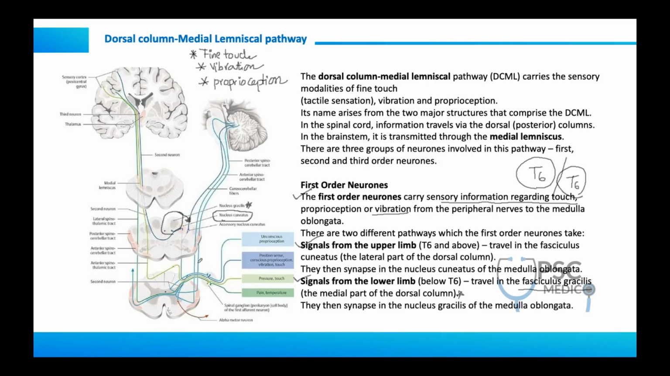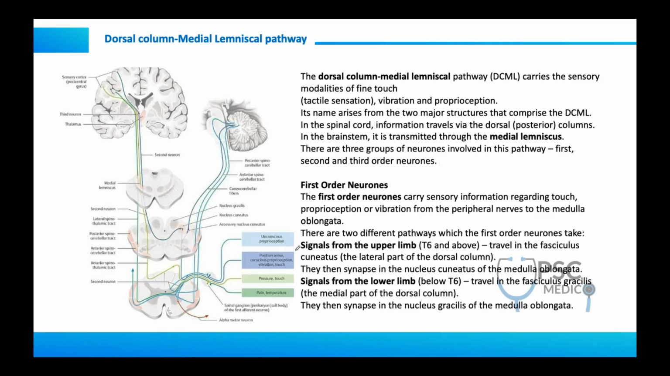So these are the first order neurons which are carrying proprioception, pressure, touch, vibration, and normal touch. They are going through these tracks, fasciculus cuneatus and fasciculus gracilis. Fasciculus cuneatus from the upper limb, fasciculus gracilis from the lower limb, and they relay in the medulla oblongata in the corresponding nuclei, nucleus gracilis and nucleus cuneatus.